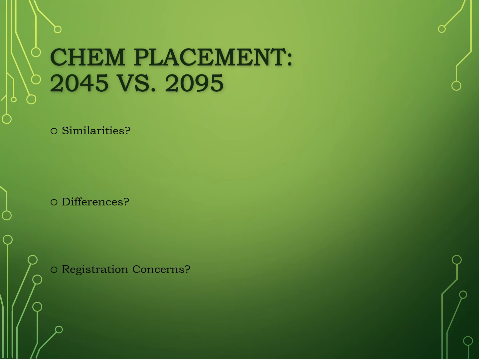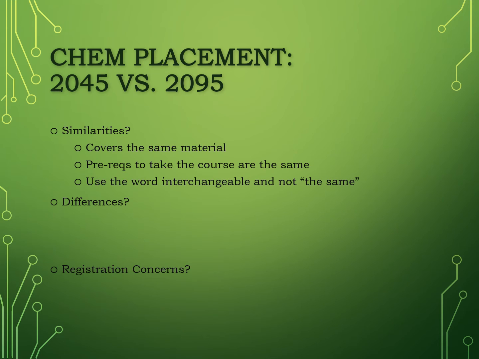So let's talk a little bit more about Chem 2045 and 2095. The similarities are that the class covers the same material, and the prereqs to take the course are the same, as we just talked about. But we want to be careful that we're not talking about each of these classes as the same course. If someone asks, what's the difference, and you say, oh, no, they're the same, we don't want to use that word because there are differences. We'd rather use the word interchangeable.